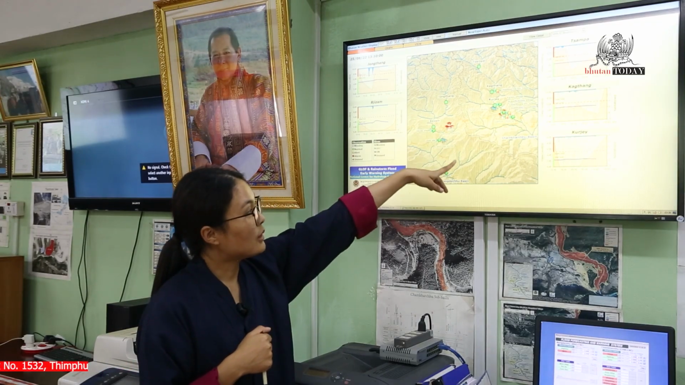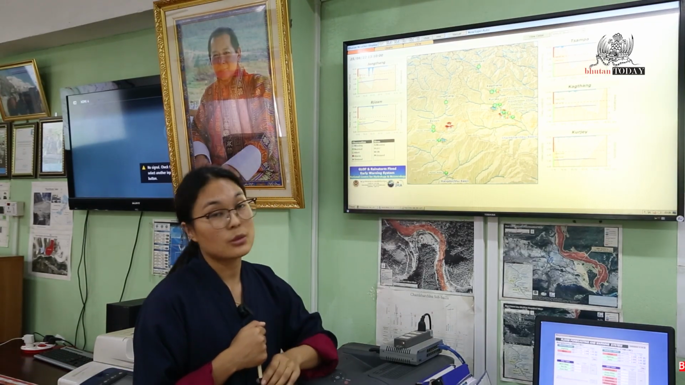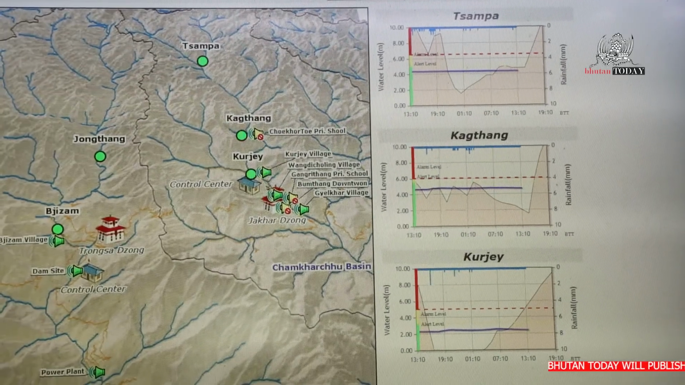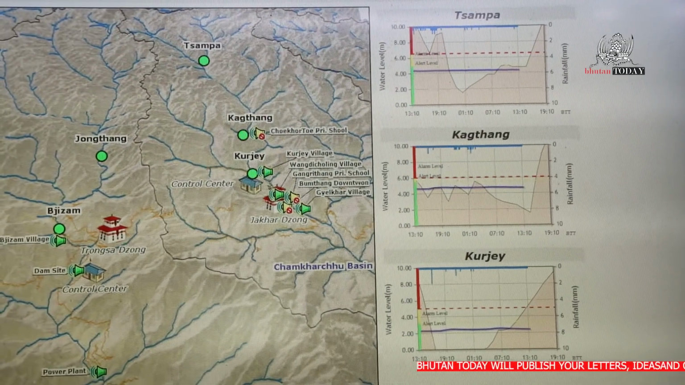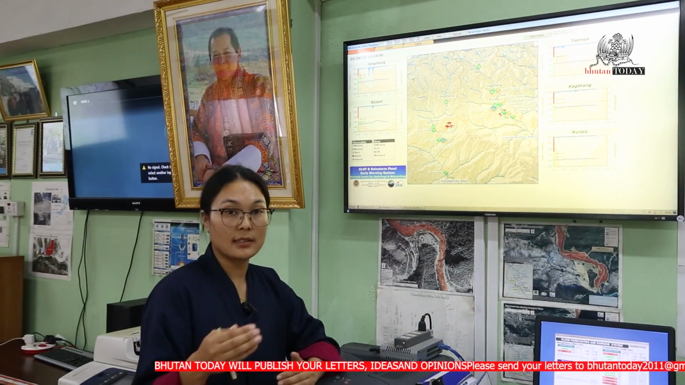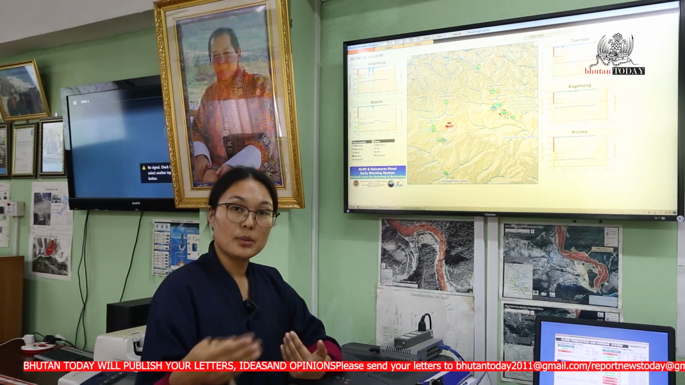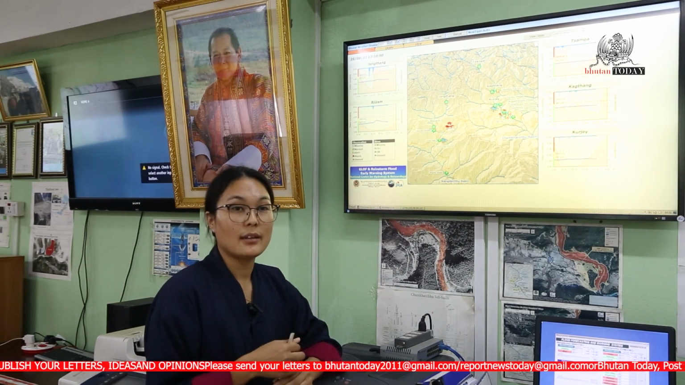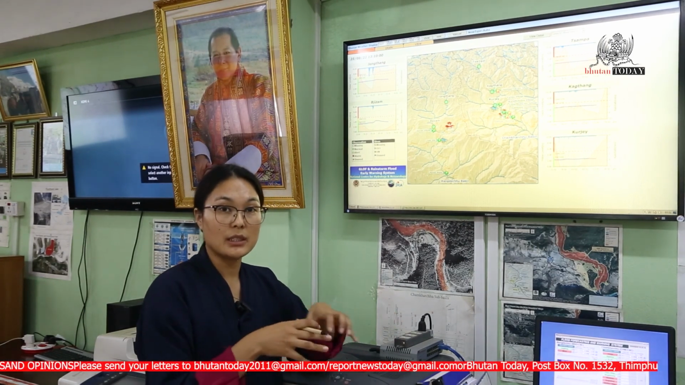Then for monitoring purposes, we have used automatic water level stations. Especially for the Bumthang area, we have 3 automatic water level stations, which record the water level information every 15 minutes. And then if there's a flood, to warn the people about the flood, we have installed sirens in very strategic settlement areas.